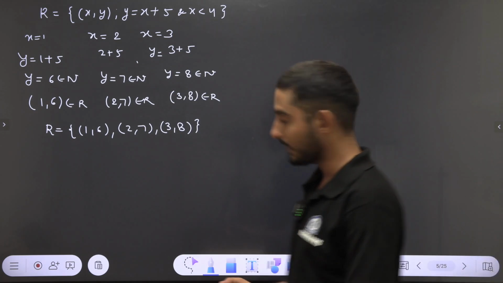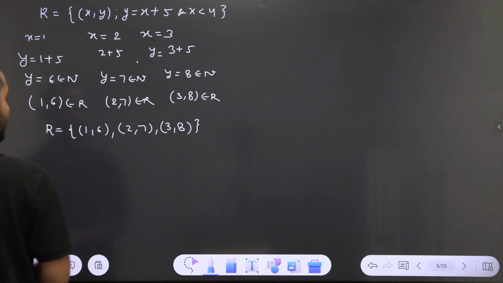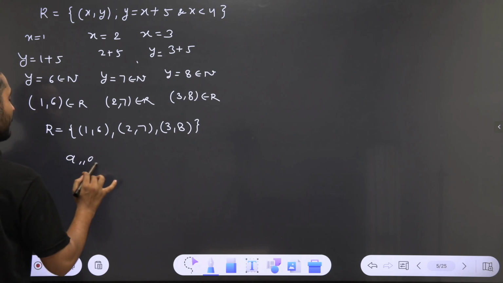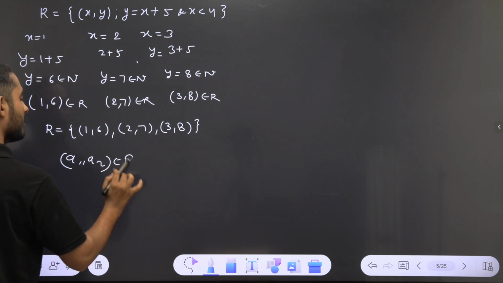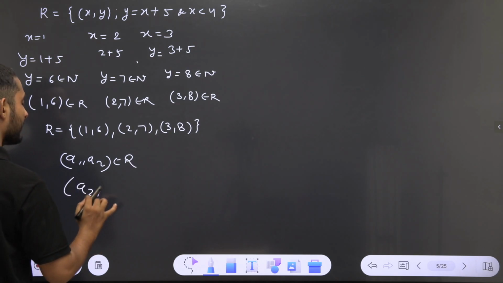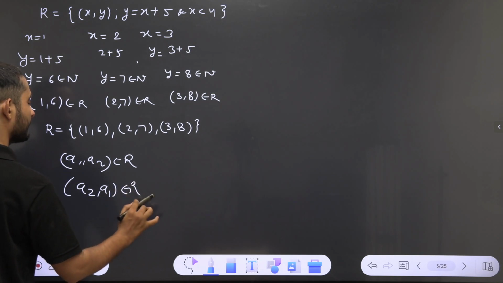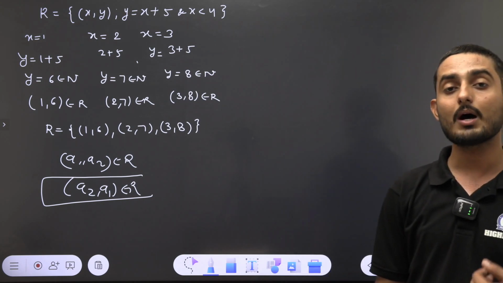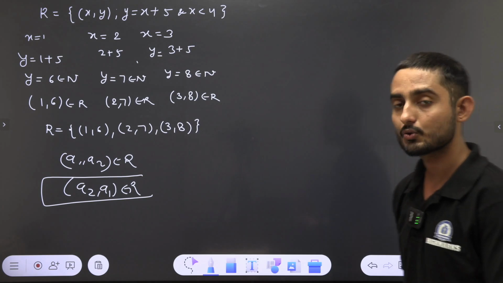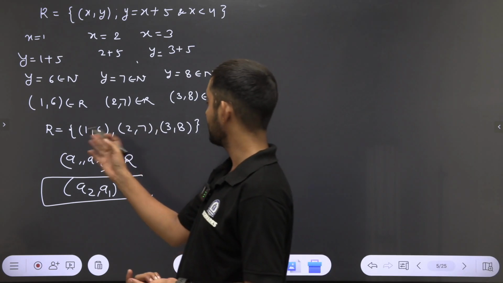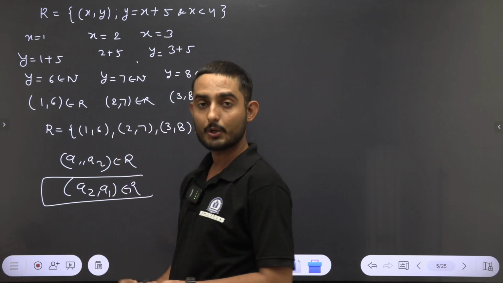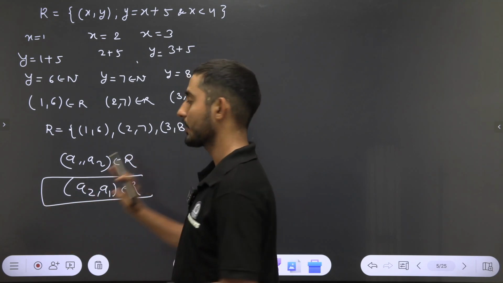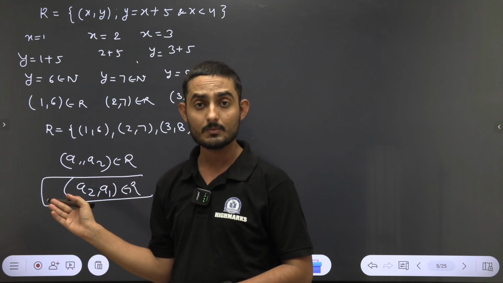Now let's go on to the symmetric relation. As you know about symmetricity, in a symmetric relation there should be: if (a1, a2) belongs to R, then (a2, a1) should also belong to R. But there is no such condition here. (1, 6) belongs to R, but (6, 1) does not. (2, 7) belongs to R, but (7, 2) does not. (3, 8) belongs to R, but (8, 3) does not. So this is not a symmetric relation.